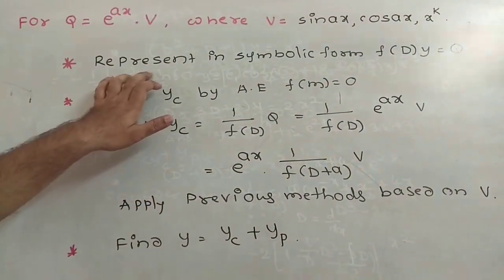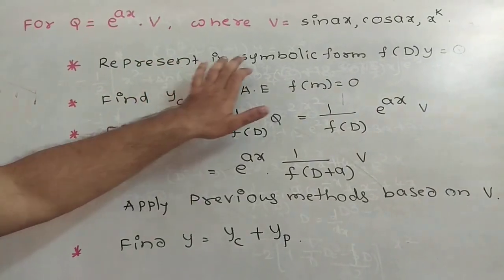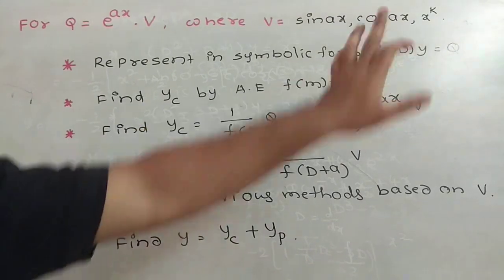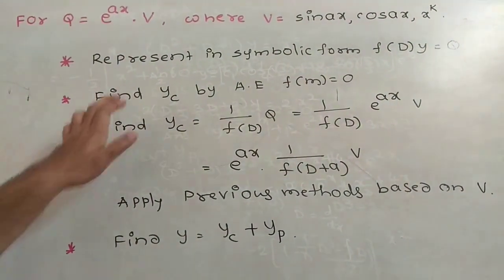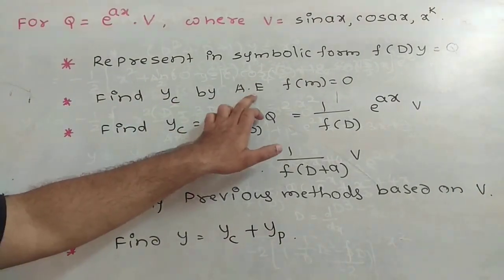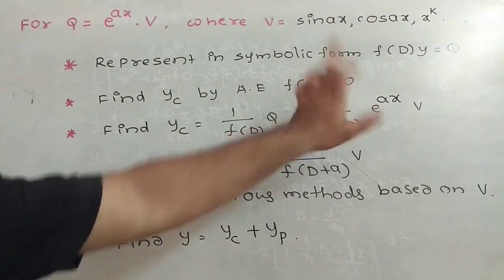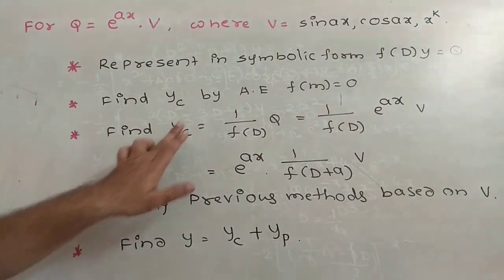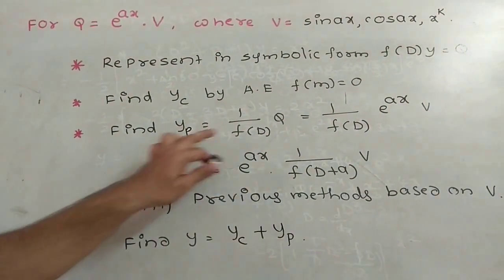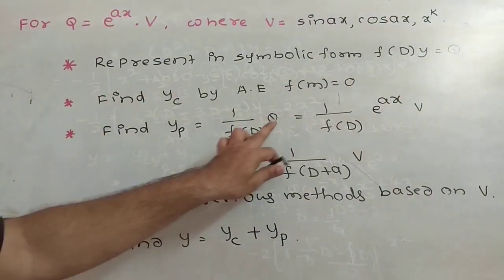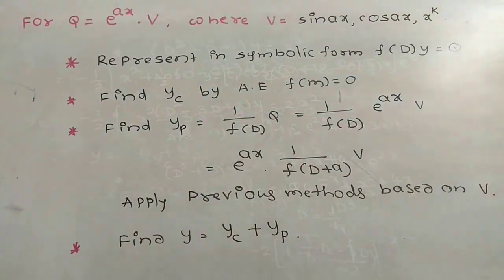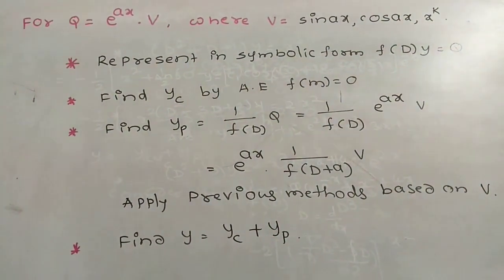The first step is you are representing the given higher order ordinary differential equation in the symbolic form f of D of y equal to q. You are calculating the complementary function yc by the auxiliary equation f of m equal to 0. Then you are calculating yp, which is equal to 1 divided by f of D of q. That is equal to 1 divided by f of D, and q stands for e power ax into v.